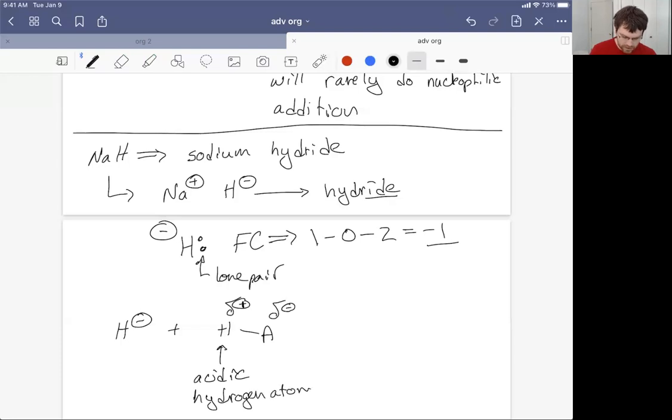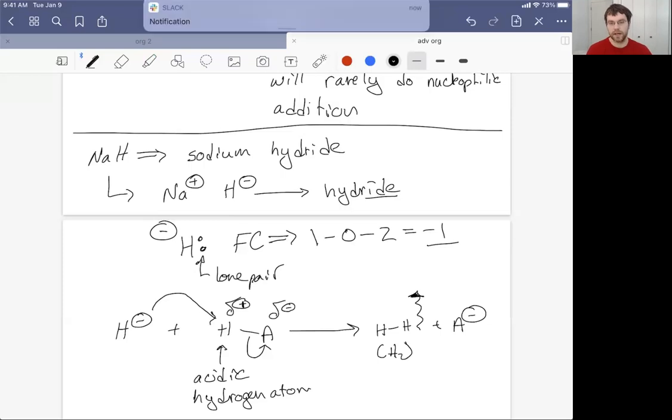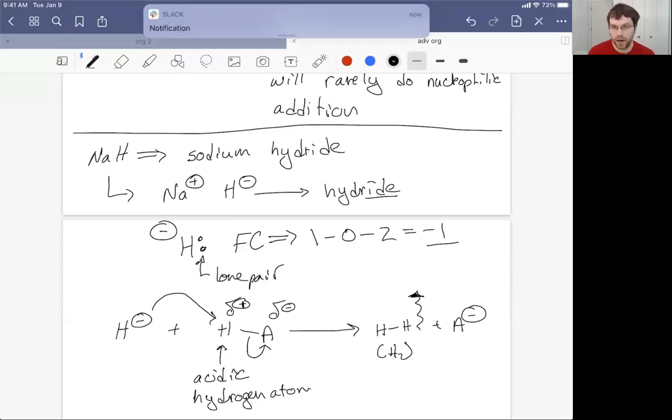Now what I'm getting at is that when the H- reacts with the delta positive on the acidic hydrogen, pushing the electrons onto whatever that hydrogen was attached to, what we get is H2 plus A-. Now, the nice thing about H2 is that it floats away. This is our Hindenburg gas, so it is flammable. We have to be wary of that.